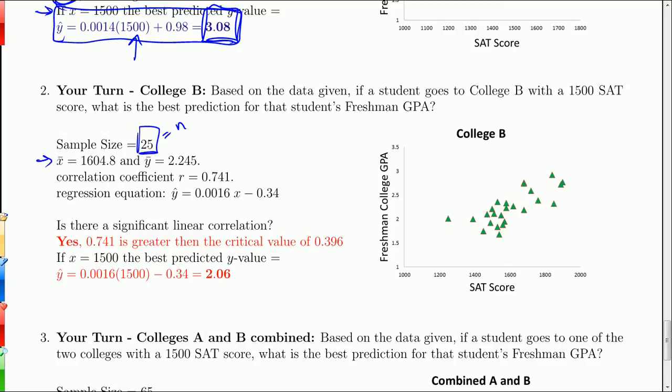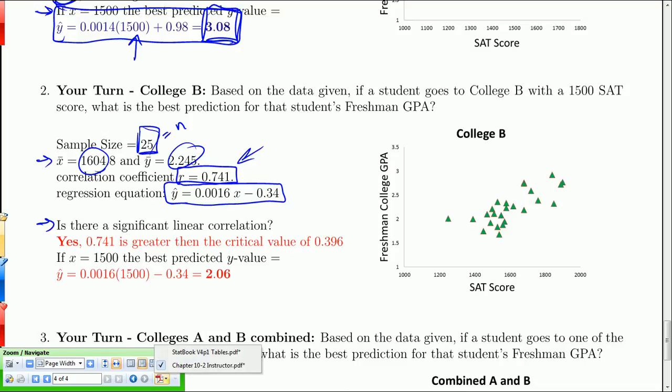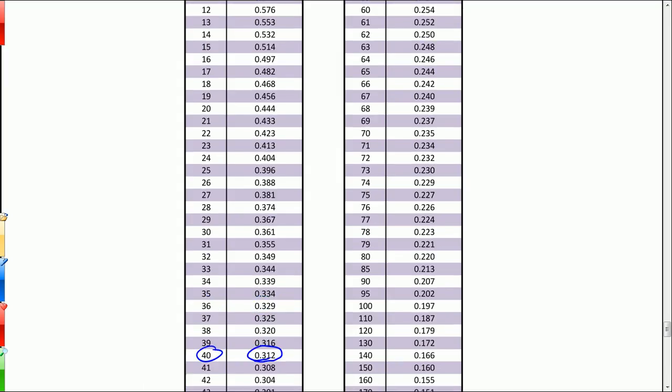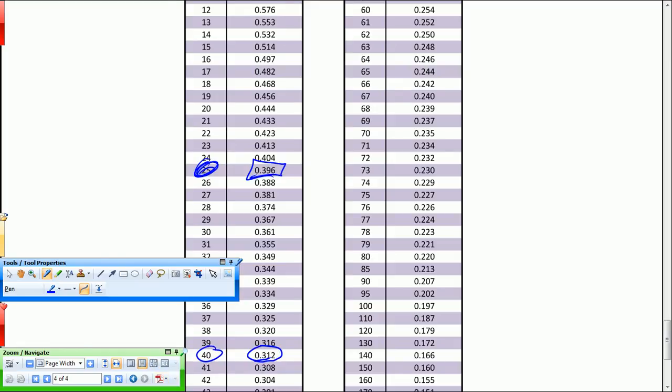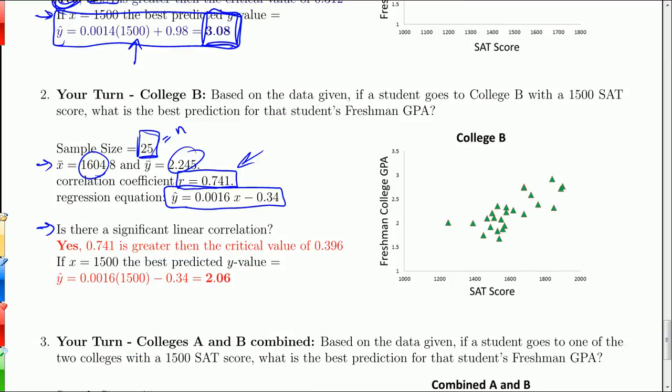If you go to College B, there were 25 there, so that equals N. Here are the mean of the SAT scores, the mean of the freshman year GPAs, the correlation coefficient, and the regression equation. Is there a significant correlation? Well, our correlation coefficient is 0.741. We have to get our critical value from Table 4. We go to Table 4. N equals 25. Right there. 0.396. And we beat that. It beats the 0.396 because we have 0.741.